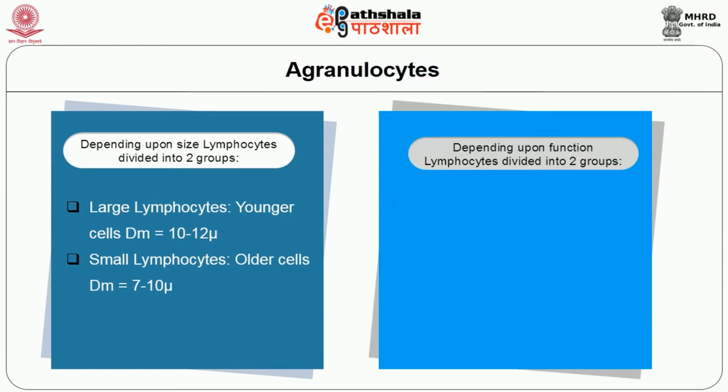Depending upon the function, the lymphocytes are divided into two types. Number one, the T lymphocytes, which are concerned with cellular immunity. Number two, the B lymphocytes, which are concerned with humoral immunity.